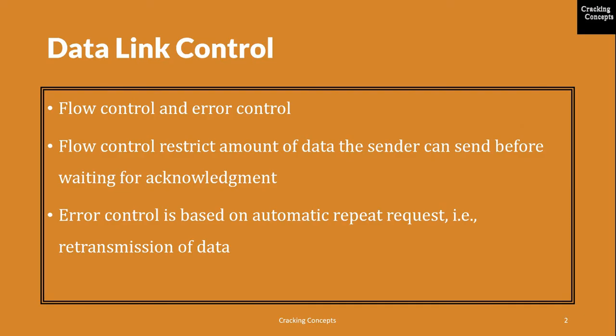The most important responsibilities of the data link layer are flow control and error control. Collectively, these functions are known as data link control. Flow control refers to a set of procedures that are used to restrict the amount of data that the sender can send before waiting for acknowledgement. Error control in the data link layer is based on automatic repeat request, which is the retransmission of data.